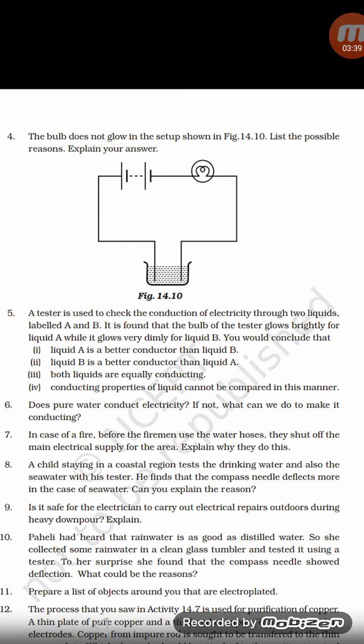In question number 6, it has been asked does pure water conduct electricity? If not, what can we do to make it conducting? The half answer is in the question. It is clearly saying if not, definitely pure water does not conduct any electricity because it does not contain any impurity of any salt, acid or base. So if we add some impurity, some acid or base to it, it becomes conducting. So we can add any acid or basic solutions to this which produce the ions and make it conducting.